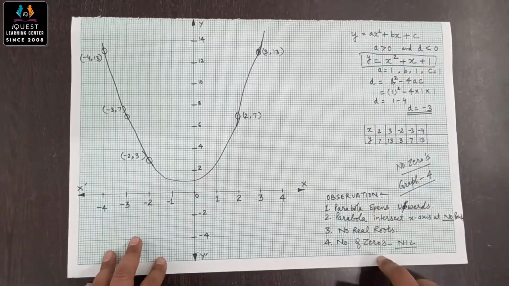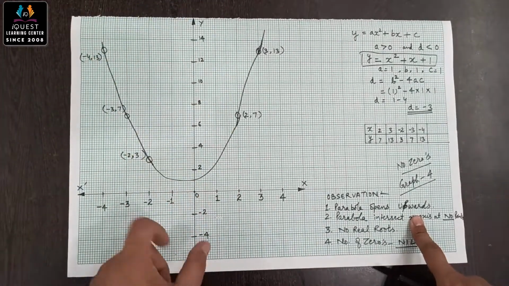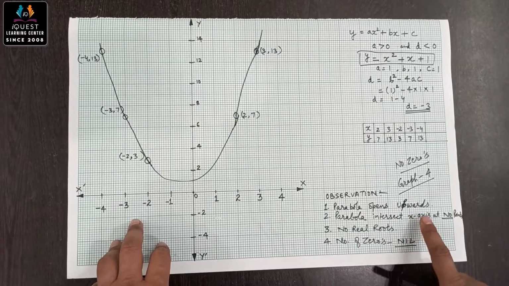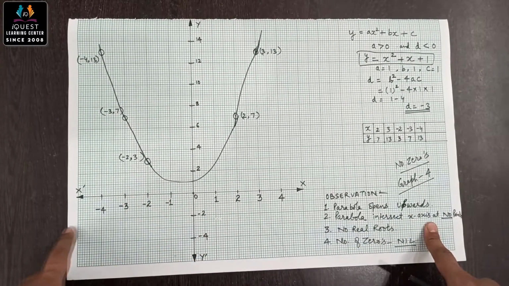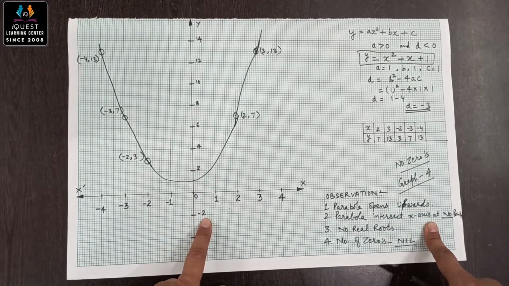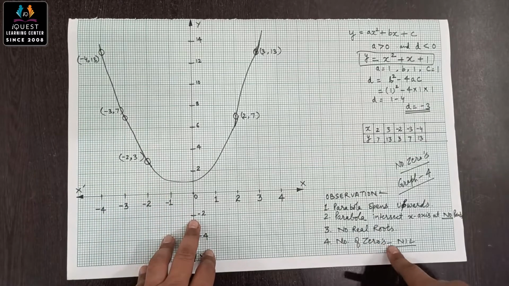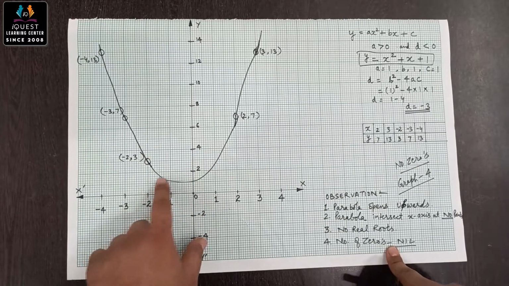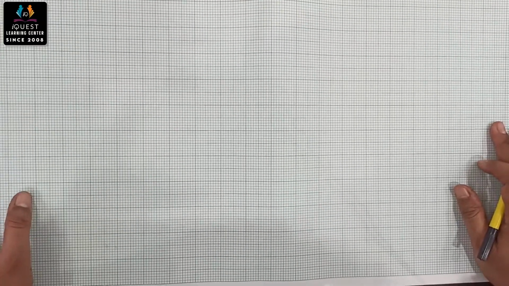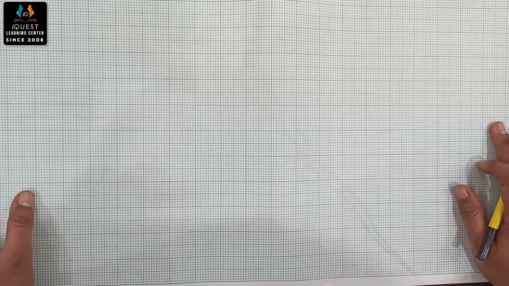The observations are: the parabola opens upward. You can see that it's upward. The parabola intersects the x-axis at no point, that is, it's not cutting the x-axis. That's our x-axis. It has no real roots, and the number of zeros is nil because it's not cutting the x-axis. Now let's make another graph in which we will get at least 1 or 2 zeros.